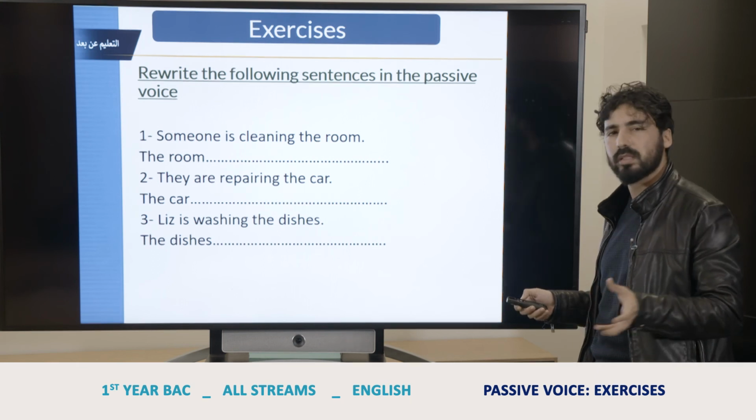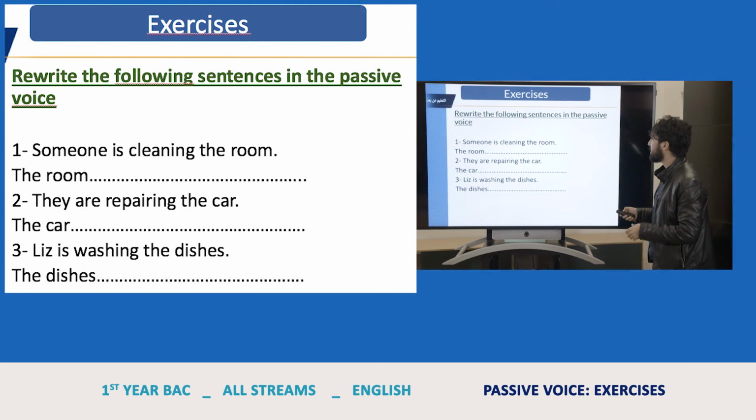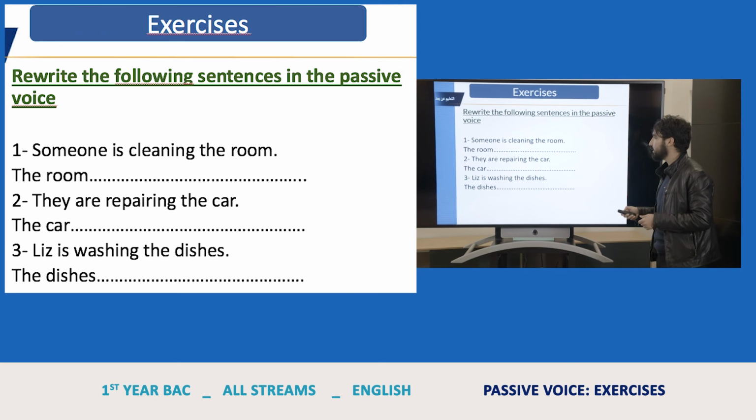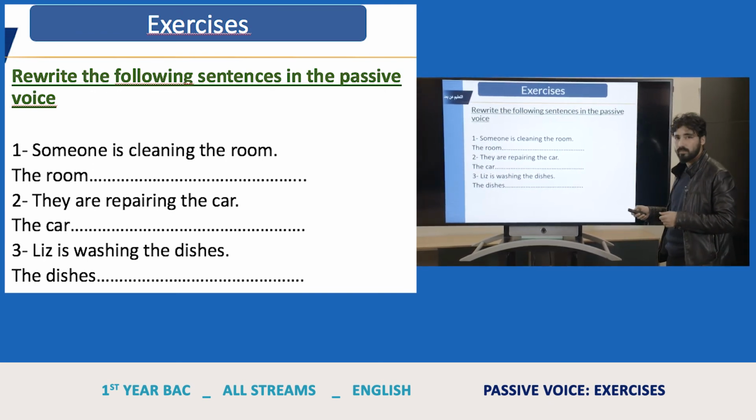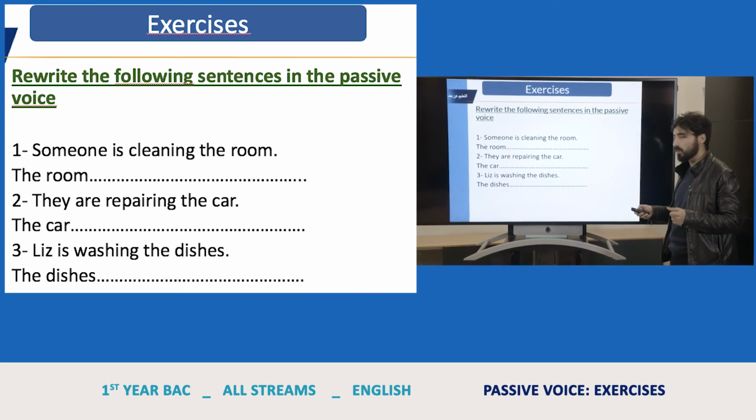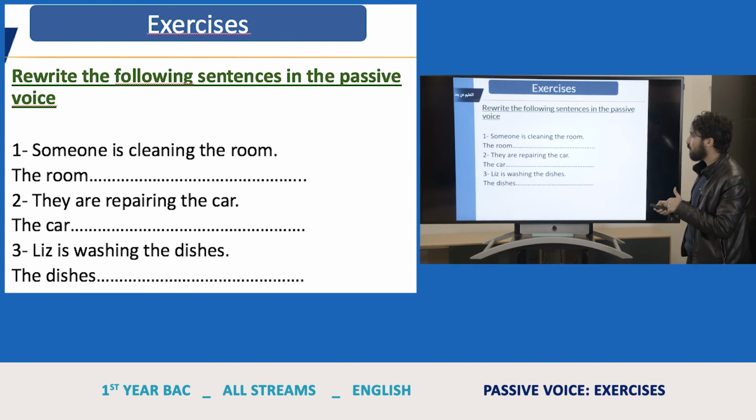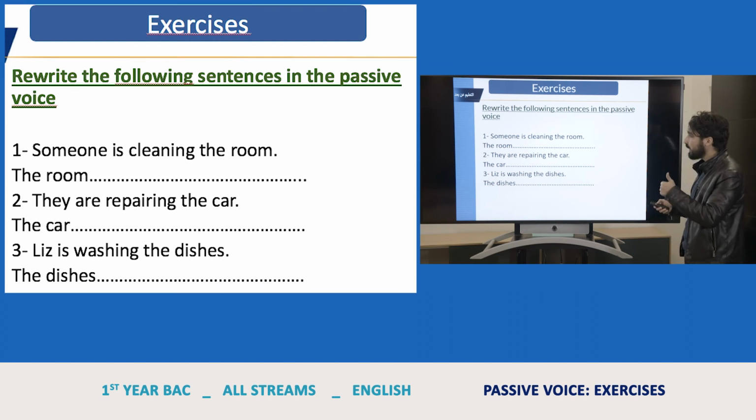Exercise number 2 has the same instruction, the same question. Rewrite the following sentences in the passive voice. Number 1, someone is cleaning the room. Number 2, they are repairing the car. Number 3, Liz is washing the dishes. So let's look at the verbs here. Number 1, is cleaning: is plus the verb clean plus ing. Number 2, are repairing. The same for number 3, is washing.